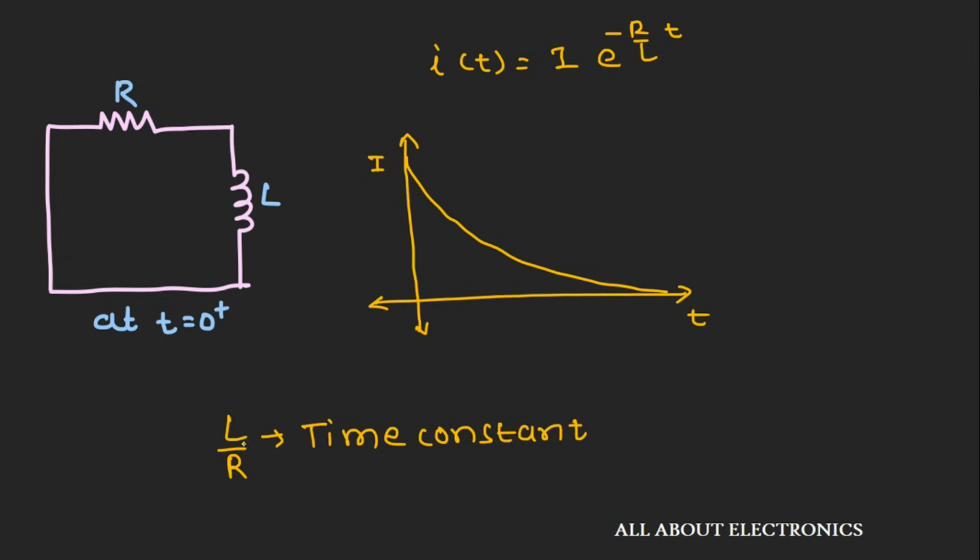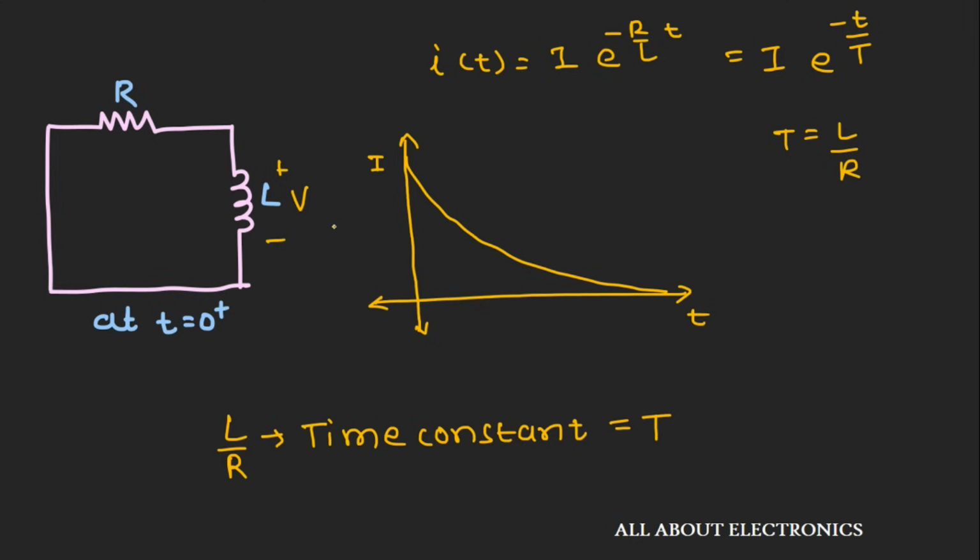Now here the ratio of L by R is known as the time constant, and it can be denoted as T. So we can write this equation as I into e to the power minus t by capital T, where capital T is nothing but L by R.